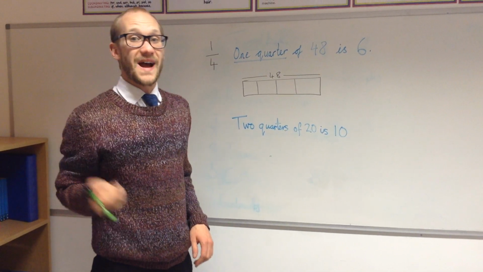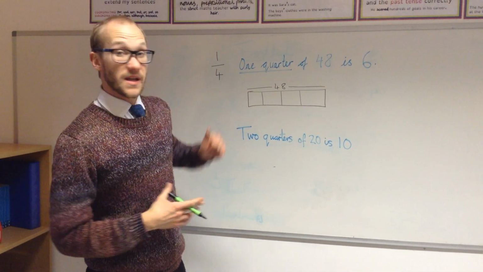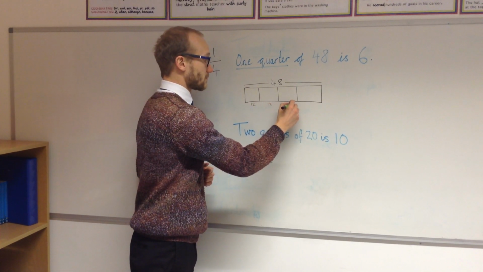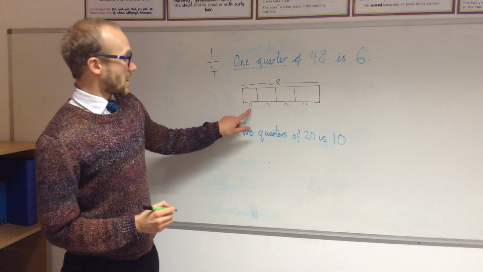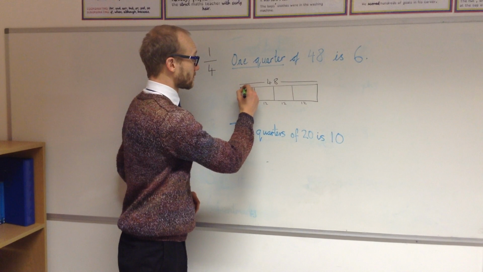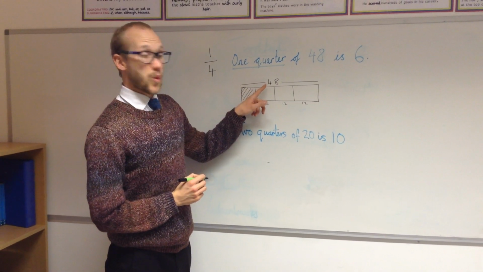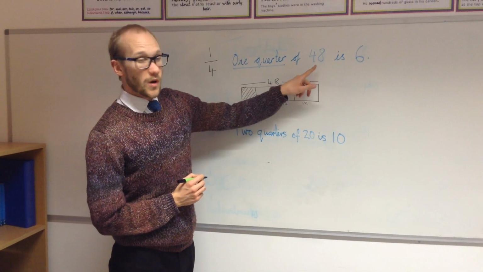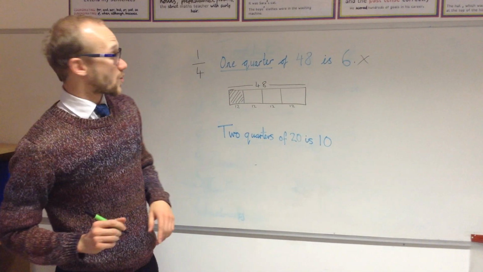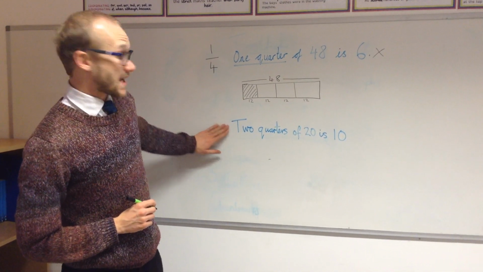I can use my division facts for my recall knowledge. 48 divided by 4 equals 12. Each quarter is 12, and I've got one of those quarters. 1/4 of 48 is 12. So this statement, 1/4 of 48 is 6, is false. That's not correct, it's 12. Let's try again, same technique but with the second statement.